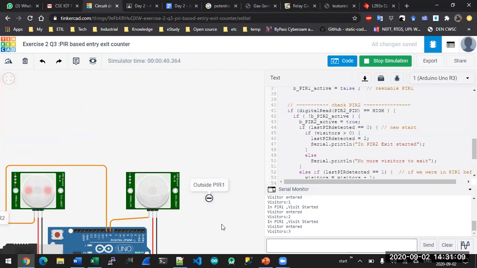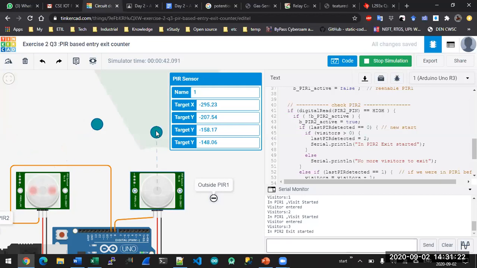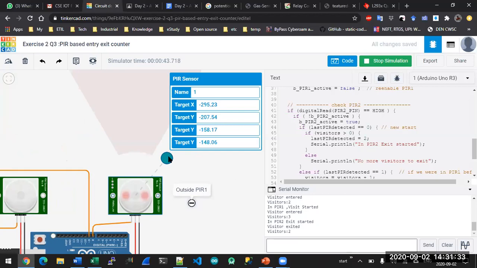And similarly, when the multiple persons are exiting, so first person has moved from left to right from the PIR sensor 2. Now person will move from PIR sensor 1. Okay. I think this space is very less here. So you can see the visitor count has been decreased now. So this is the whole process of counting the visitors.